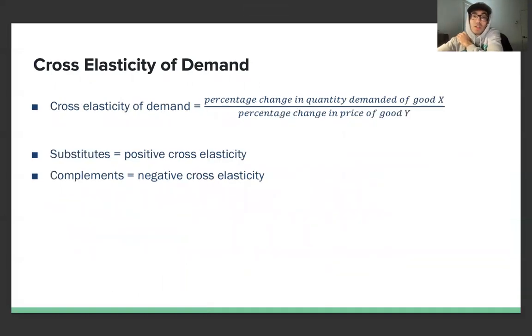And then cross elasticity of demand is basically seeing the sensitivity of the demand of a good to changes in prices of a substitute or a complementary good. For substitutes, it makes sense that the cross elasticity is positive, because if the price of tea increases, that would make coffee relatively cheaper. So the quantity demanded for coffee would go up. That's why the cross elasticity is positive for substitutes, and then following the same logic, the cross elasticity for complements is negative.